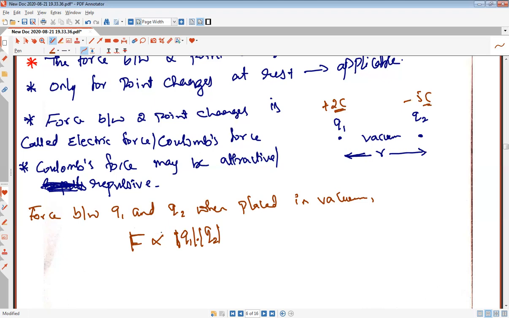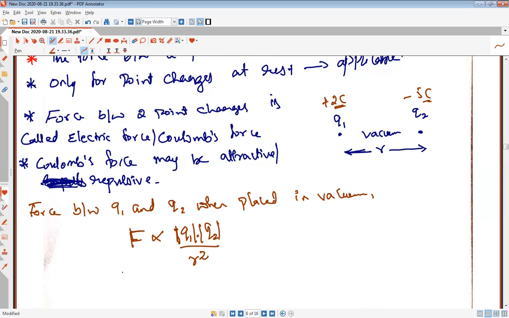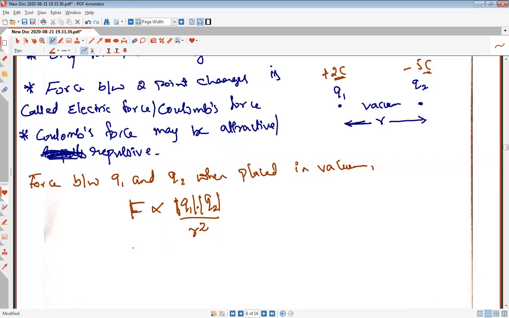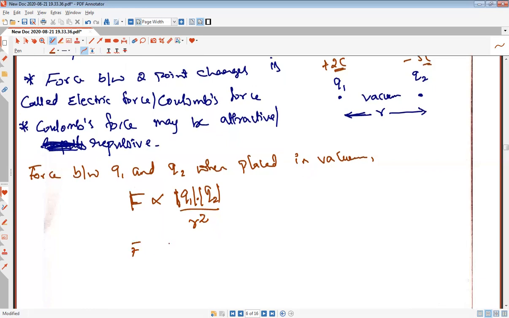So the force between two point charges placed in vacuum is directly proportional to the product of the magnitude of the charges and inversely proportional to the square of the distance between the charges. We write F equals K Q1 into Q2 divided by R square.